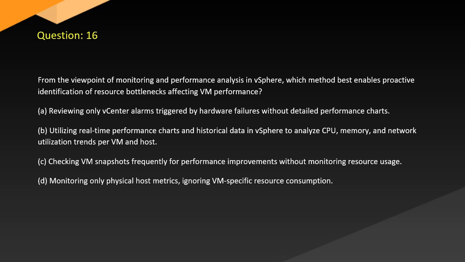Question 16. From the viewpoint of monitoring and performance analysis in vSphere, which method best enables proactive identification of resource bottlenecks affecting VM performance? A. Reviewing only vCenter alarms triggered by hardware failures without detailed performance charts. B. Utilizing real-time performance charts and historical data in vSphere to analyze CPU, memory, and network utilization trends per VM and host. C. Checking VM snapshots frequently for performance improvements without monitoring resource usage. D. Monitoring only physical host metrics, ignoring VM resource consumption.